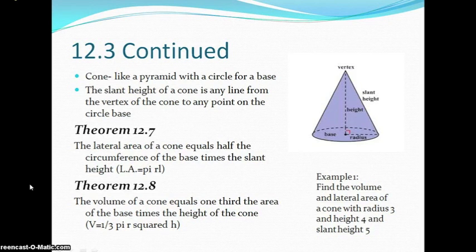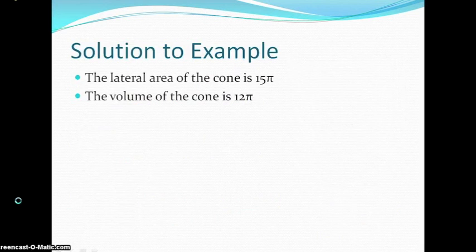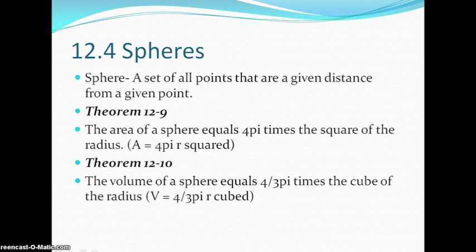Theorem 12.8. The volume of a cone equals 1/3 the area of the base times the height of the cone, or volume equals 1/3 pi r squared h. Example 1. Find the volume and lateral area of a cone with radius 3 and height 4 and slant height 5. The solution to the example is the lateral area of the cone is 15 pi and the volume of the cone is 12 pi.